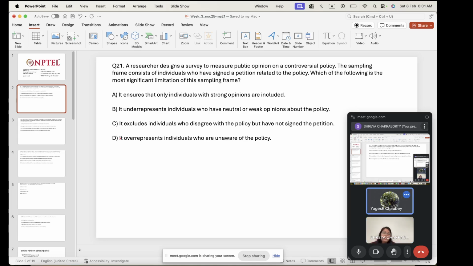Okay. So about this one, a researcher designs a survey to measure public opinion on a controversial policy. The sampling frame consists of individuals who have signed a petition related to the policy. Which of the following is the most significant limitation of this sampling frame?